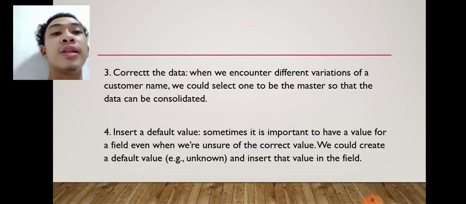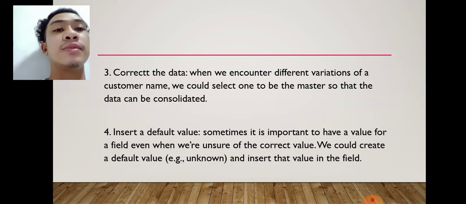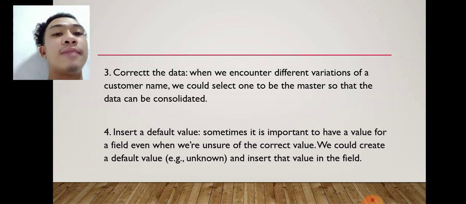Three, correct the data. When we encounter different variations of the customer's name, we could select one to be the master so that the data can be consolidated. Four, insert a default value. Sometimes it is important to have a value for a field even when we're unsure of the correct value. So we could create a default value and insert it in the field.